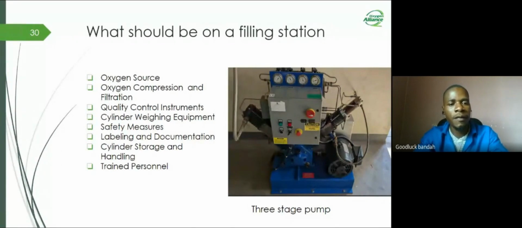Also, we have to have quality control instruments. These could be oxygen analyzers and pressure gauges. We also have to have cylinder weighing equipment. This is used to weigh the cylinders that we want to refill. Another thing is safety measures. We should have safety measures in place. We also have to have labeling and documentation. We also need to have a cylinder storage and handling room. And the most important thing is there should be well-trained personnel to do the refilling.